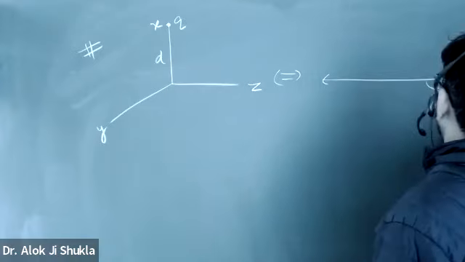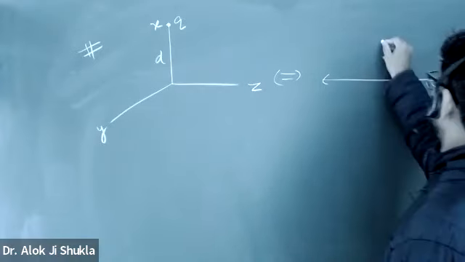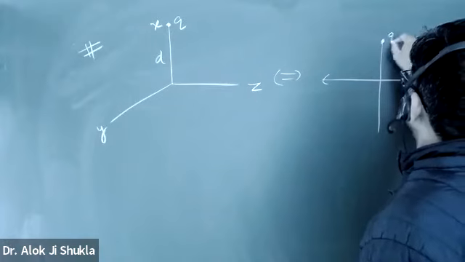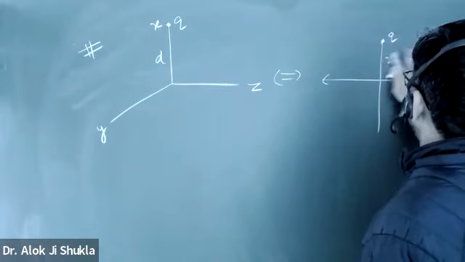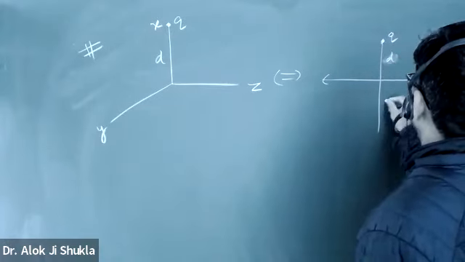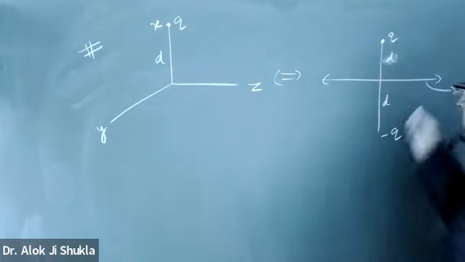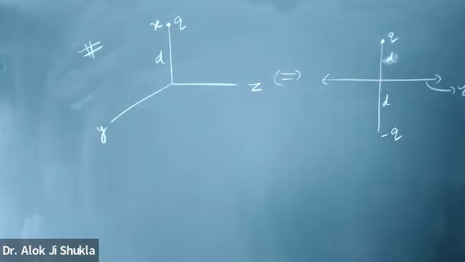This is your YZ plane. This is charge Q. This is at X or D, some D distance. And this is D minus Q. So this is your new system. So everything you will write in X now.